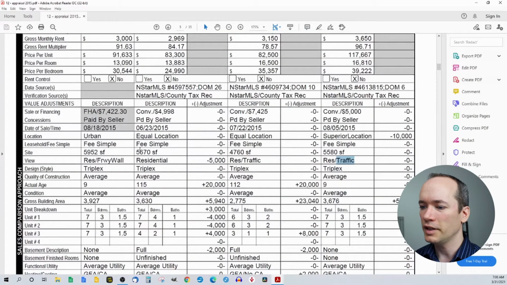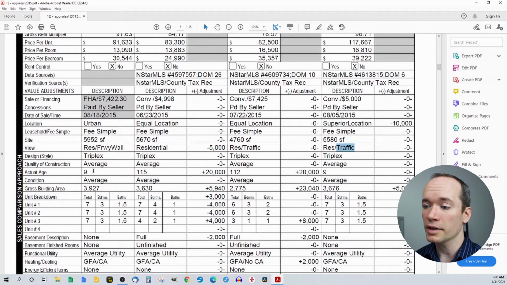Going back to the 2015 appraisal, the next adjustment we see is for actual age. So the subject property is built in 2016, so it's 9 years old at the time of this appraisal. And as I've mentioned before, a lot of the properties in this neighborhood are 100 years old or 120 years old. So in comp number 1, that's 115 years old. And so the appraiser makes an adjustment of $20,000 upward in favor of our comp. He does the same thing for this comp number 2, which is around 112 years old. Again, $20,000 up.